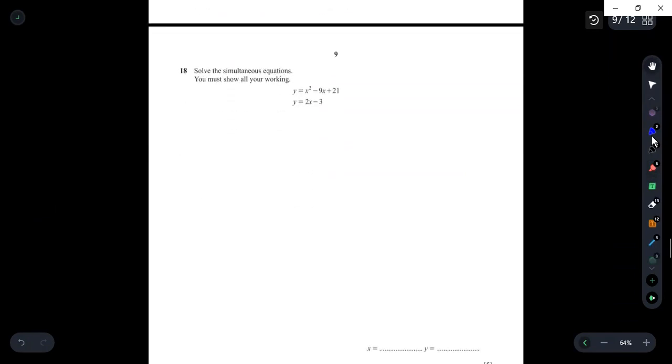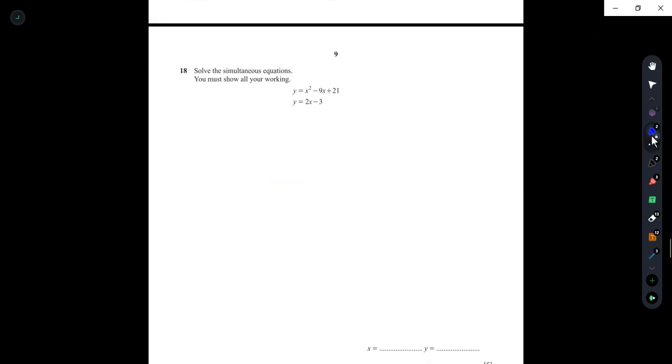Solve the simultaneous equations. You must show all your working, so you can't just directly use a calculator to write the answers. You have to show the working in order to score the marks. So we have to solve. One is a quadratic equation, one is a linear equation. So we have to solve by substitution.